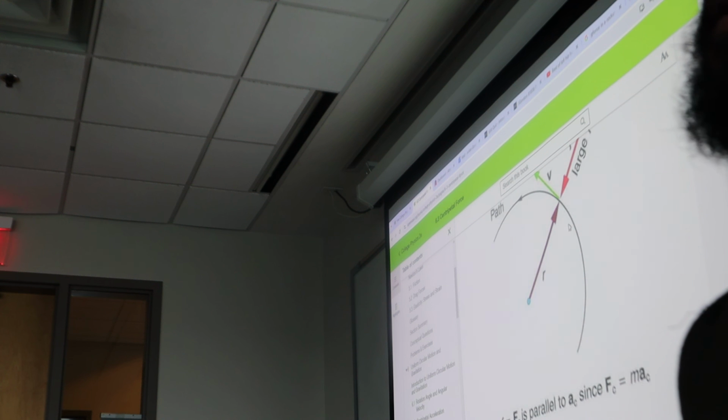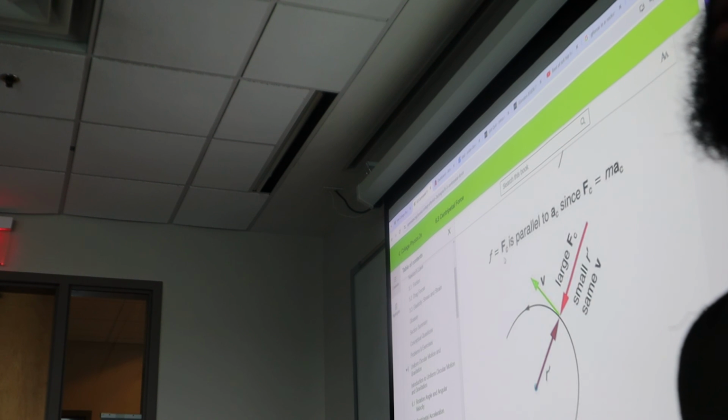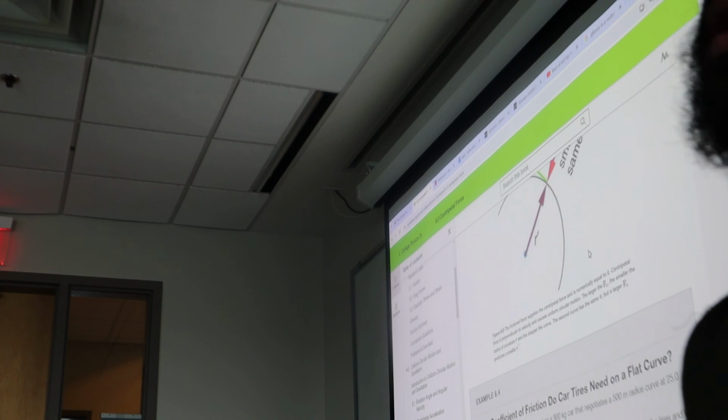F, the small f, equals centripetal force. It is parallel to acceleration, parallel to centripetal acceleration. So we know centripetal acceleration goes straight in, since F equals ma. So it's directly proportional to centripetal acceleration.